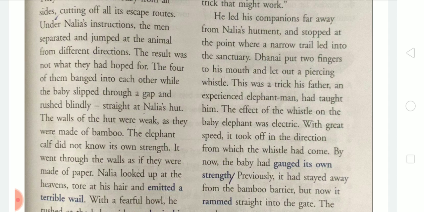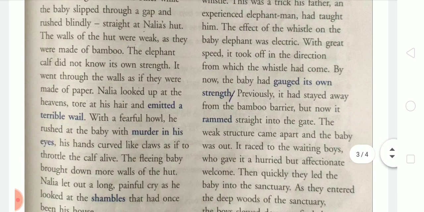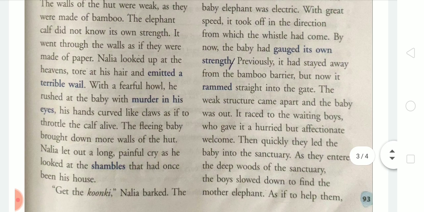Nalia looked up at the heavens, tore at his hair, and emitted a terrible wail. With a fearful howl, he rushed at the baby with murder in his eyes, his hands curled like claws as if to throttle the calf alive. The fleeing baby brought down more walls of the hut. Nalia let out a long painful cry as he looked at the ruins that had once been his house.